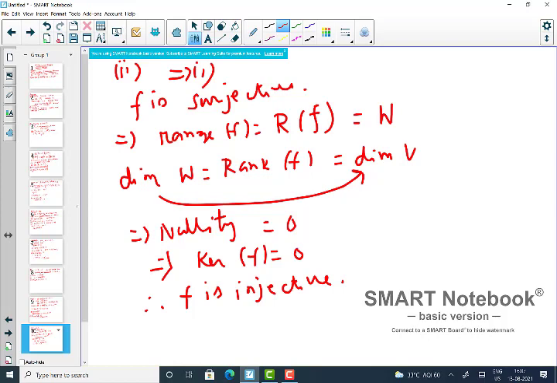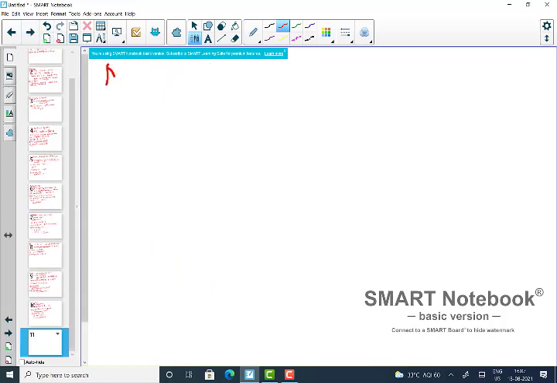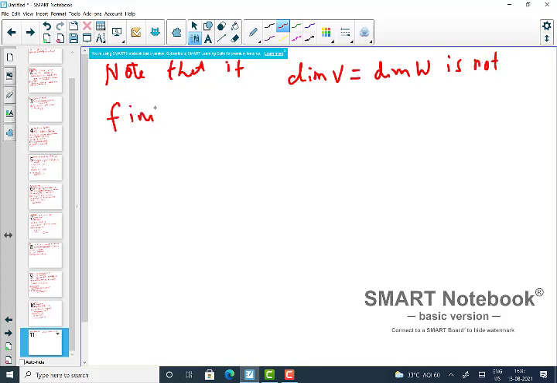But the interesting fact is that here we assume the dimension must be finite. So obviously you can ask what happens if it's not finite. Note that if the dimension of V and W is not finite, then this equivalence of injectivity and surjectivity does not hold. Injectivity does not imply surjectivity.